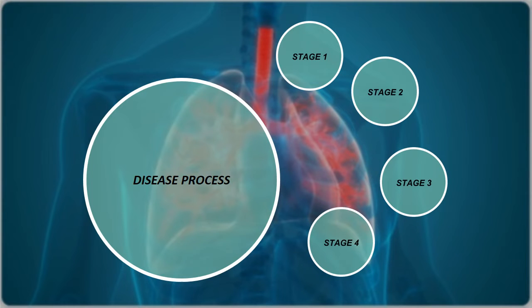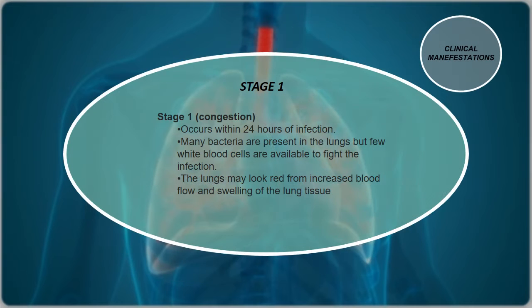For the disease process, pneumonia has 4 stages. Stage 1 or congestion occurs within 24 hours of infection. Many bacteria are present in the lungs but few white blood cells are available to fight the infection. The lungs may look red from increased blood flow and swelling of the lung tissue.